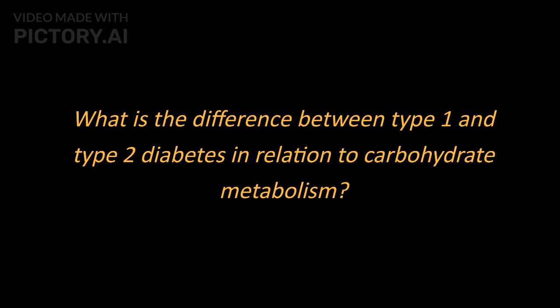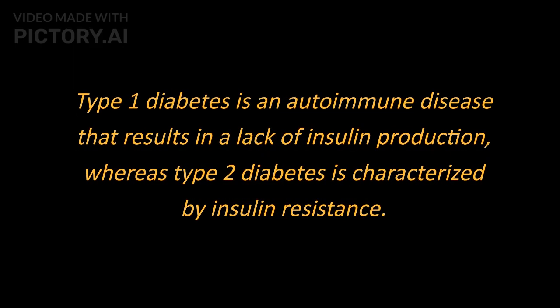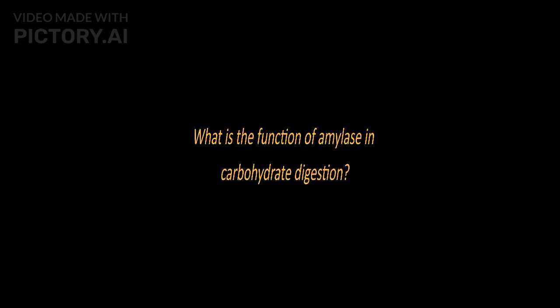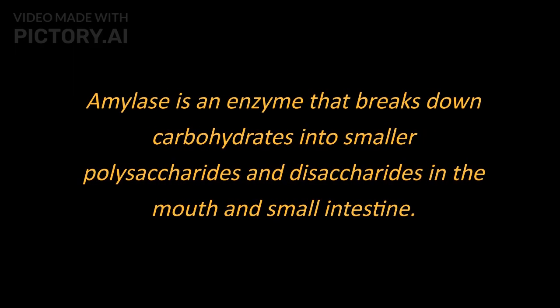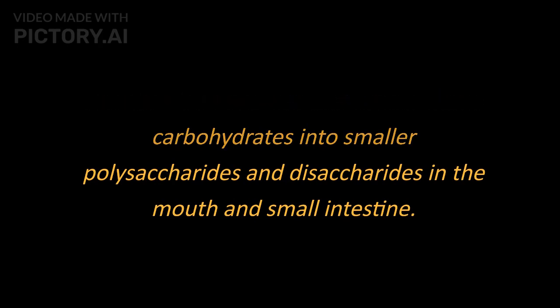14. What is the difference between type 1 and type 2 diabetes in relation to carbohydrate metabolism? Type 1 diabetes is an autoimmune disease that results in a lack of insulin production, whereas type 2 diabetes is characterized by insulin resistance. 15. What is the function of amylase in carbohydrate digestion? Amylase is an enzyme that breaks down carbohydrates into smaller polysaccharides and disaccharides in the mouth and small intestine.